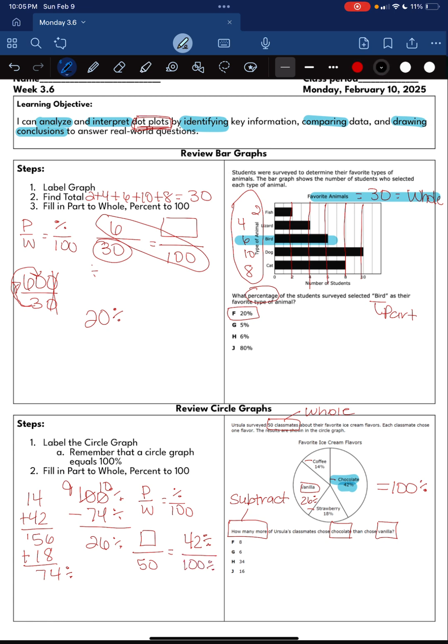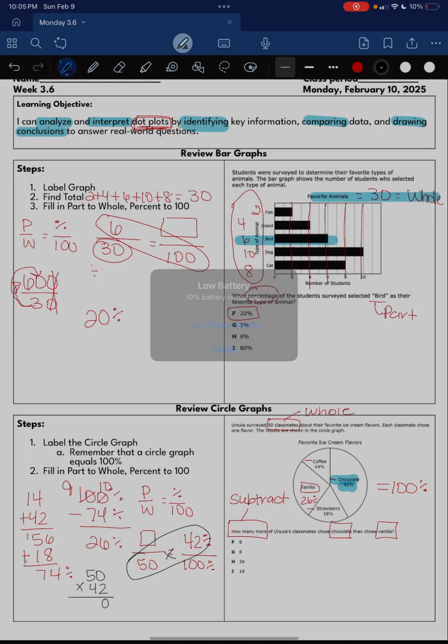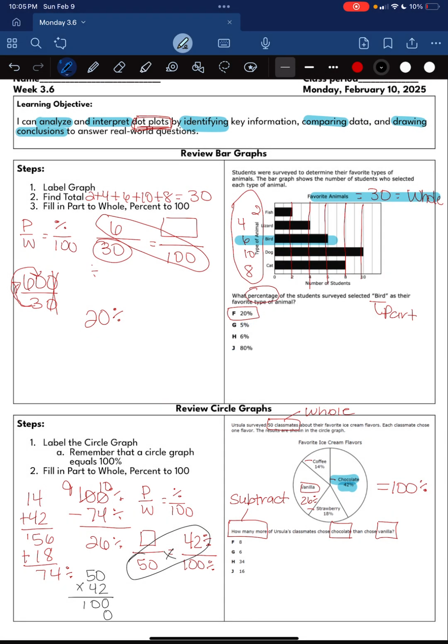So now I'm going to cross multiply these two numbers. 50 times 42, that's 0, that's 100. That's 0, and that's 20, and I get 2100. Then I'm going to take that 2100, and I'm going to divide it by 100. And I'm going to cross out this 0 here, this 0 here, and I have 21 over 1 left, so I know chocolate is 21.